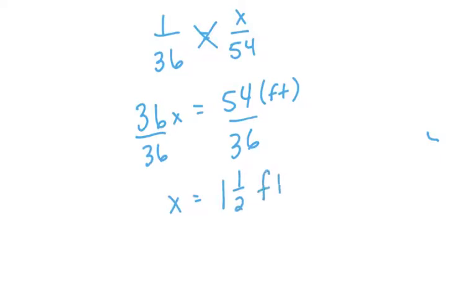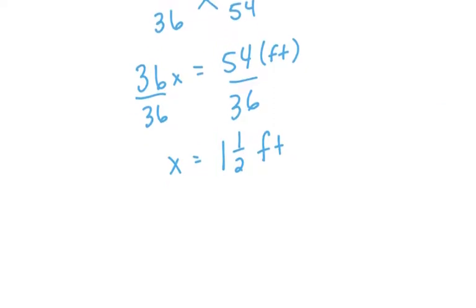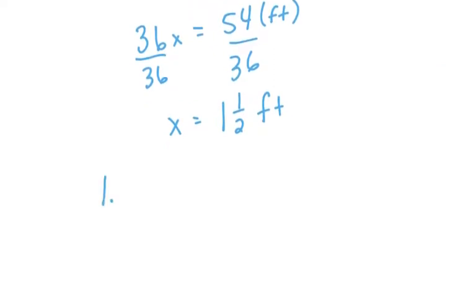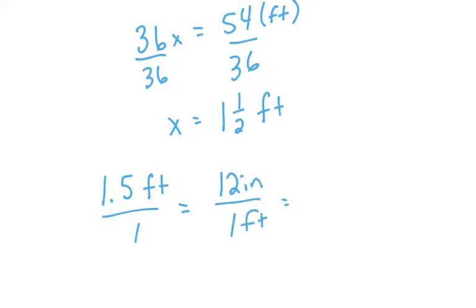But that's 1.5 feet. Do I want 1.5 feet? No, I want inches, don't I? So I'm going to change that to inches. And I'm going to write it as 1.5 feet. And then we're changing it to inches. There's 12 inches in 1 foot. So I've got to do 1.5 times 12.